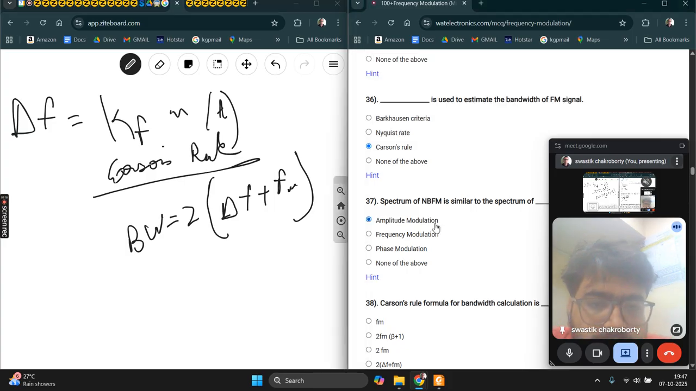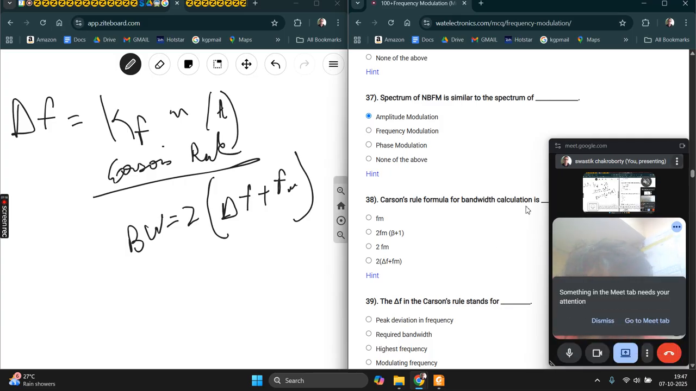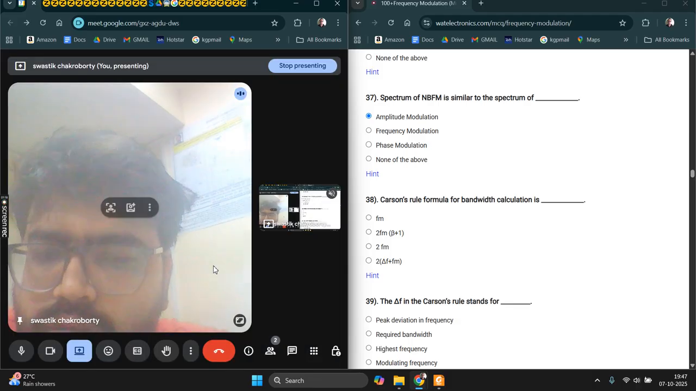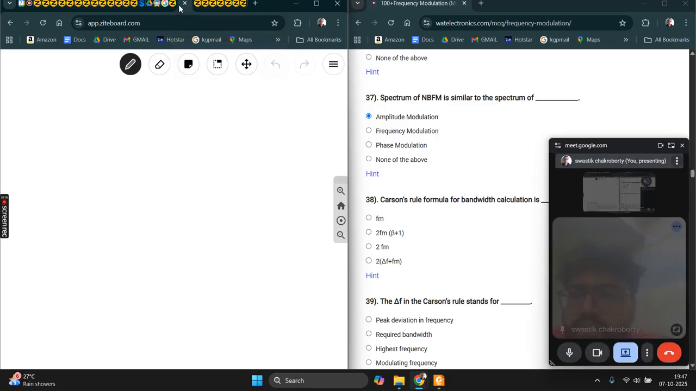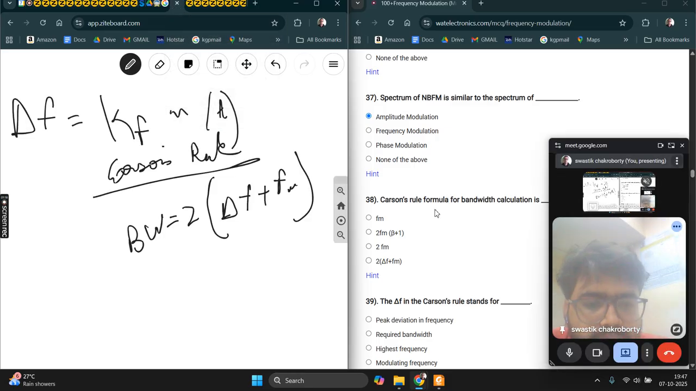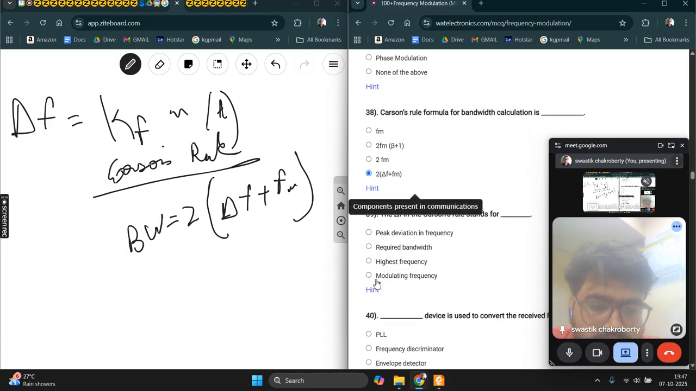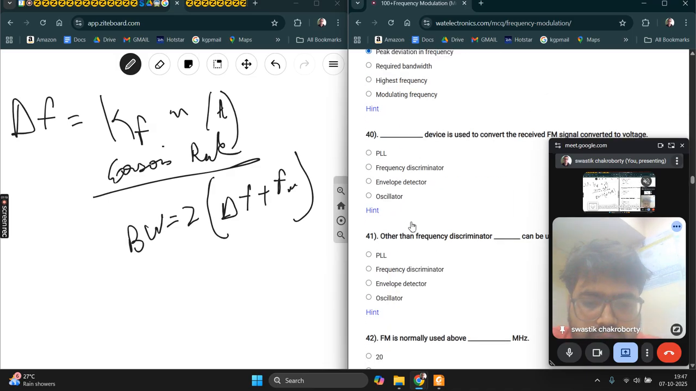Next, the spectrum of NBFM is similar to the spectrum of amplitude modulation, and the Carson's rule for calculation is 2(Δf + fm), but also 2fm(β + 1). Both are correct. So the Δf in Carson's rule is the peak deviation in frequency.